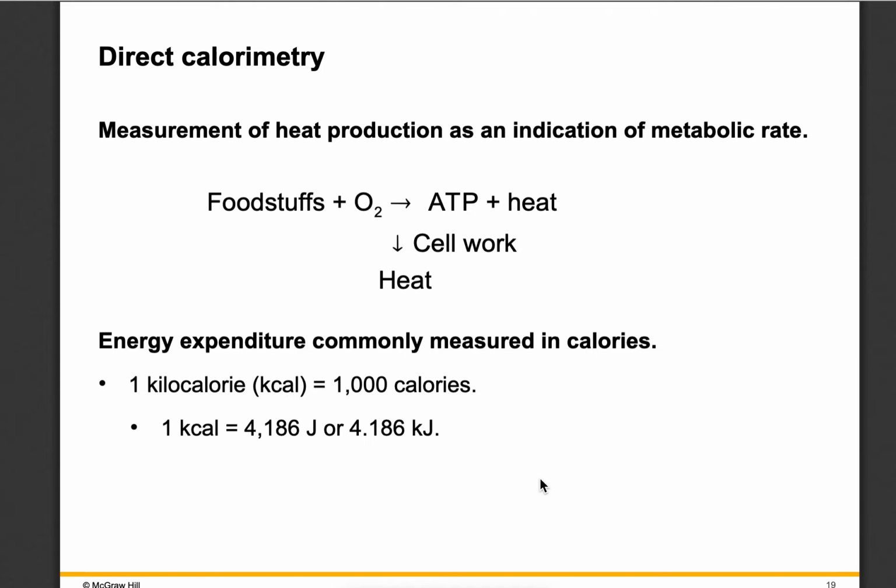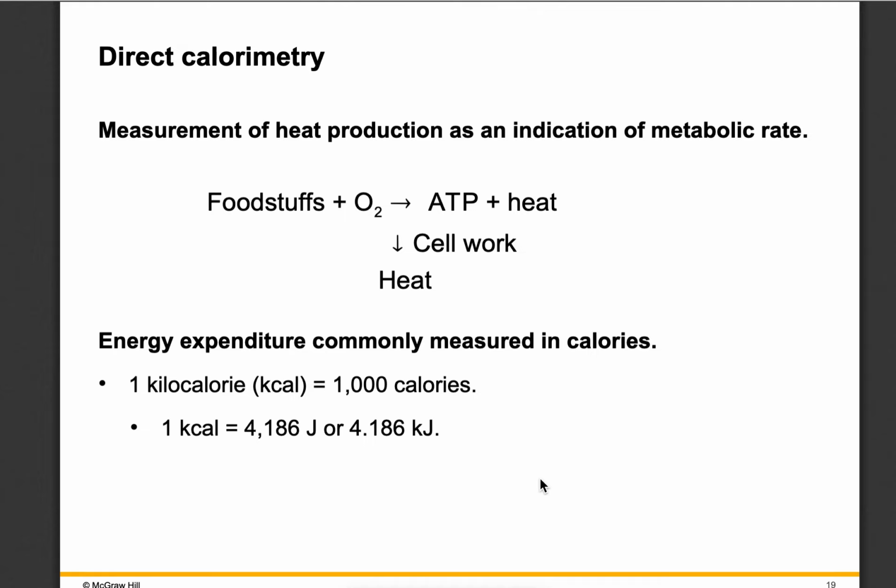And so that's done with what's called calorimetry. And there are two different types of calorimetry. There's direct and indirect. And so realize that calorimetry is simply the measurement of heat production as an indication of metabolic rate. So how much food, how much energy you're burning.